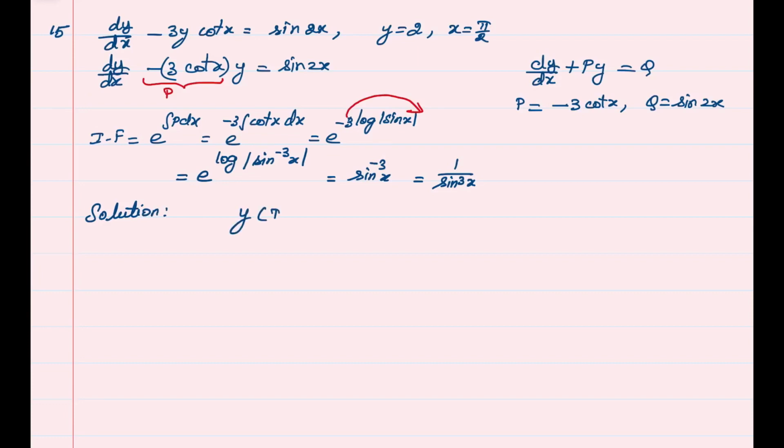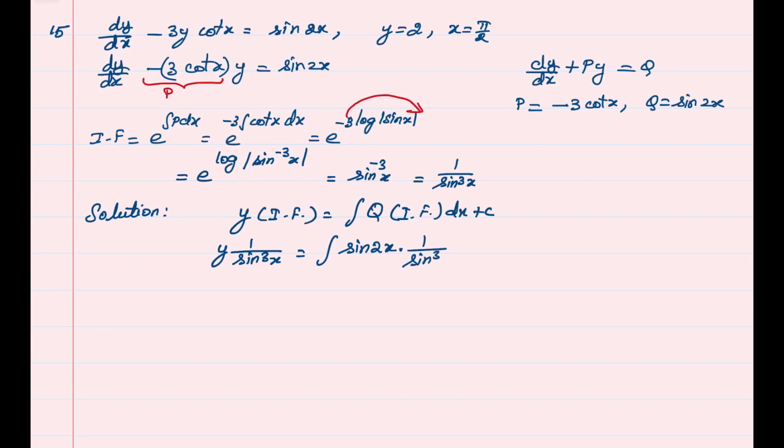The solution formula is y times the integrating factor equal to integral q into integrating factor dx plus c. Y times 1 divided by sin cube x equal to integral q is sin 2x times the integrating factor is 1 upon sin cube x dx plus c. We will simplify this function. We will write sin 2x as 2 sin x cos x divided by sin cube x.